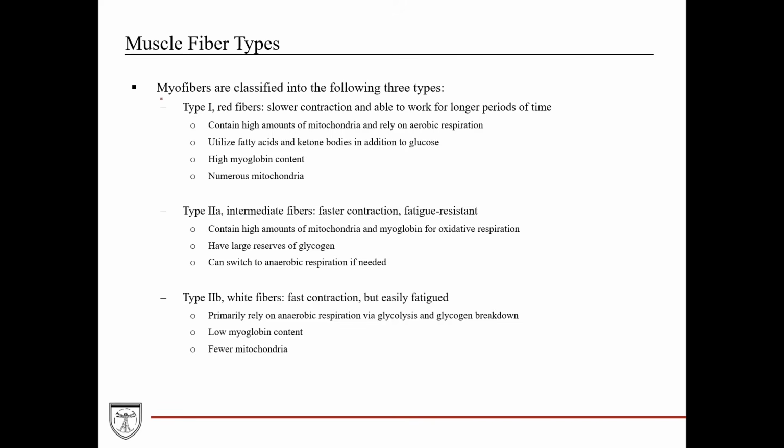Remember, muscle fiber, myofiber, muscle cell, they're all the same thing. So type 1, also known as red fibers, these are slower contraction and they're able to work for longer periods of time. So as a result of that, they contain high amounts of mitochondria, which contributes to that red appearance, and they rely much more on aerobic respiration, which is carried out by the mitochondria. That allows them to work for longer periods of time, and as a result of that, they utilize both fatty acids and ketone bodies in addition to glucose.